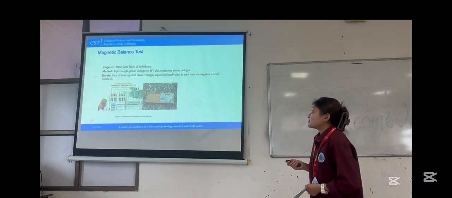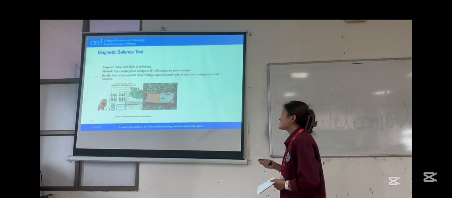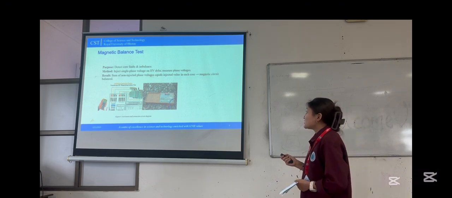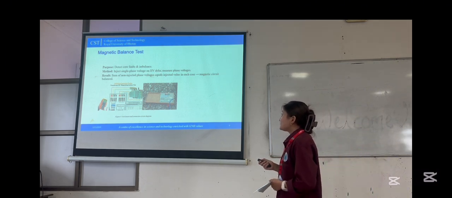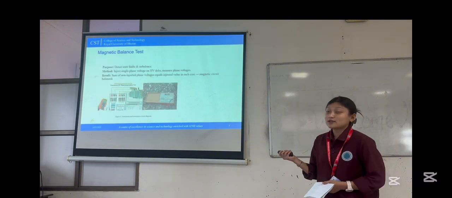The method we follow in the magnetic balance test is to inject a single phase voltage on the higher voltage delta and measure the phase voltages. So I would like to explain the test report on the magnetic balance test.